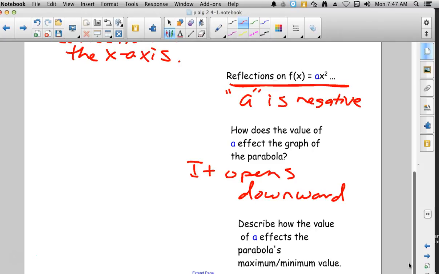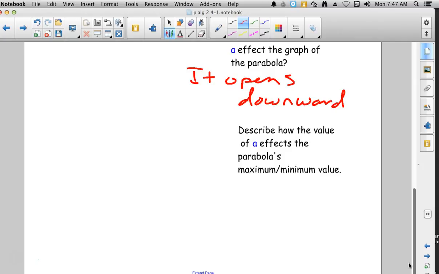Again, if we remember what we did about absolute value, I remember telling you when we did absolute value, if we get this a, h, and k stuff down now, graphing the rest of the year is going to be a cakewalk because it does the same thing, gives us those same transformations. And then it says, describe how the value of a affects the parabola's maximum or minimum value. There's something new to think about.